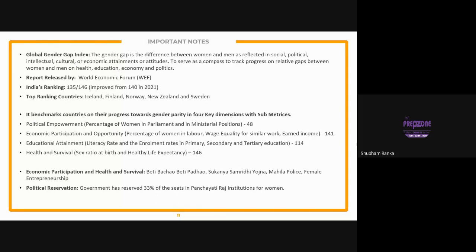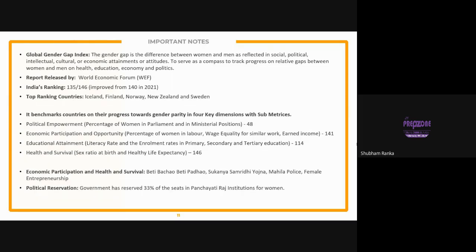And the reason is the 33% reservation that we have, say, in Panchayati Raj institutes also, and the reservation that we have in different parliament positions for women. So those things you can't see in every country, and that is one of the reasons that we rank very well in this particular metric. In all other metrics, we rank very low because of the things that we have currently.